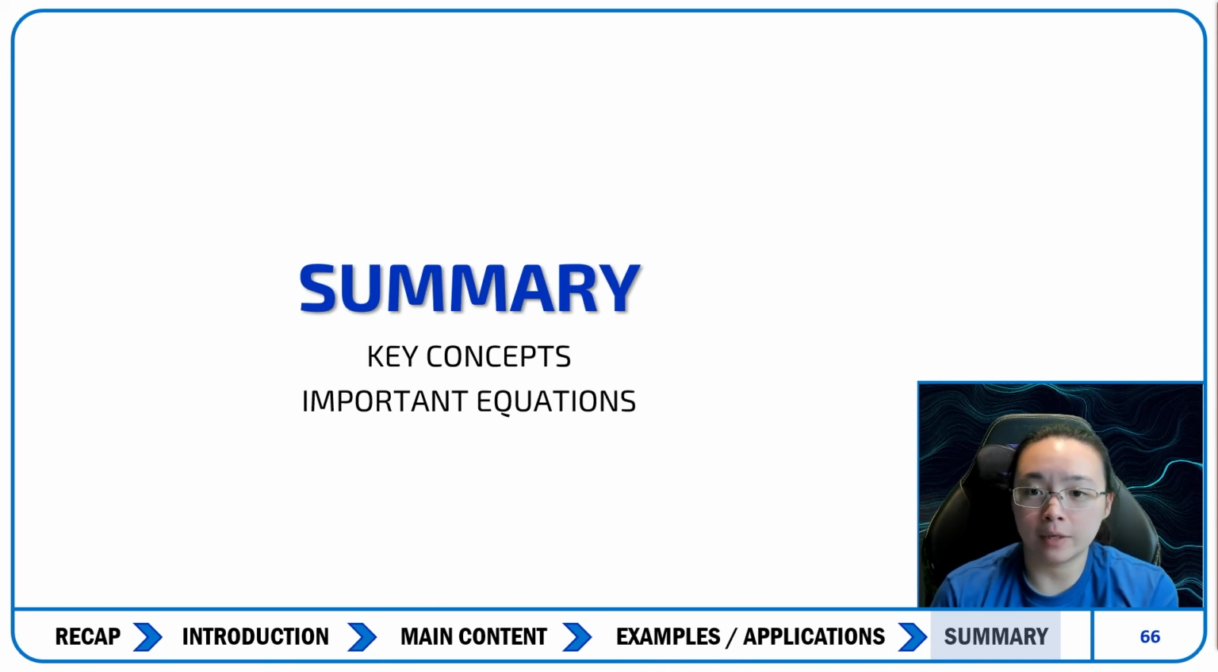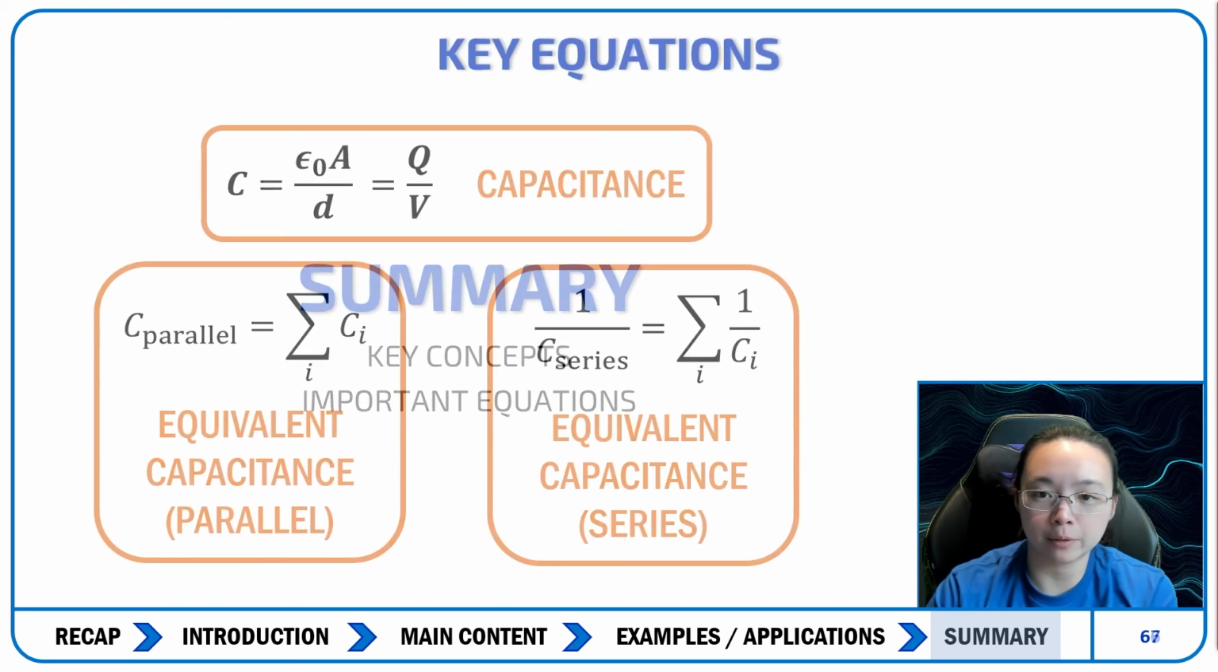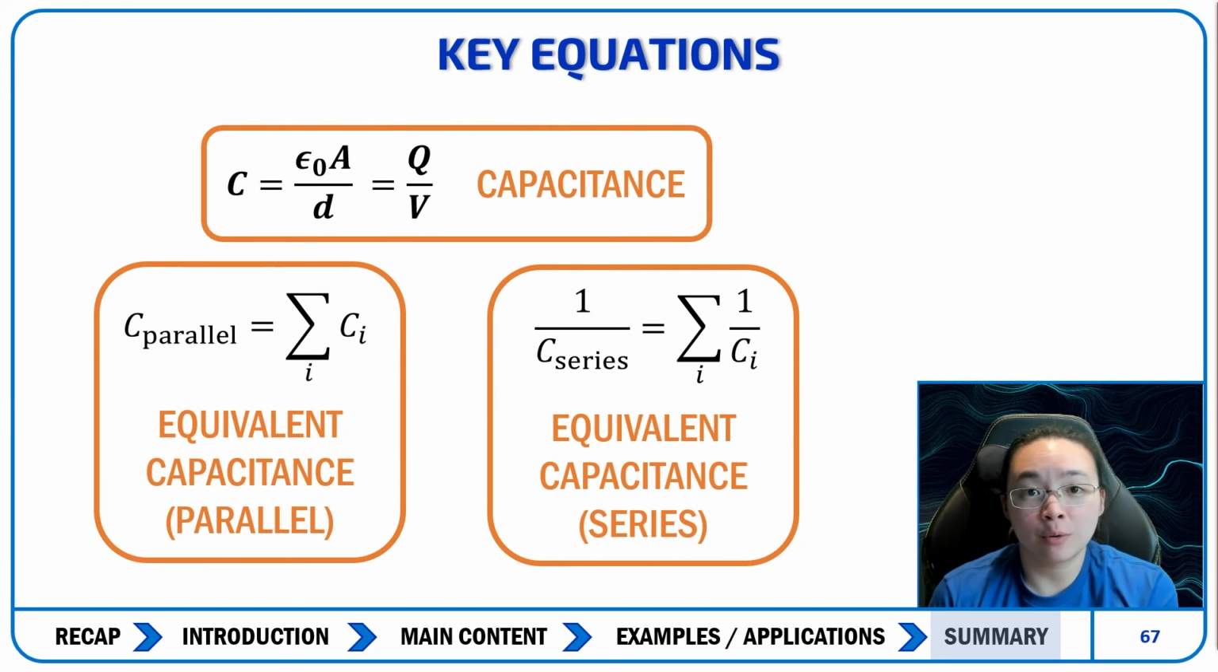Now for a summary. What are some key concepts and what are the important equations from this chapter? I'm just going to go through the key equations because the concepts were covered primarily throughout the whole chapter, in the last slide, as well as through applications. They were summaries themselves. So for equations, remember the equations for capacitance and that there is equivalent capacitance in parallel and series. These are the equations that you can use whenever you want.